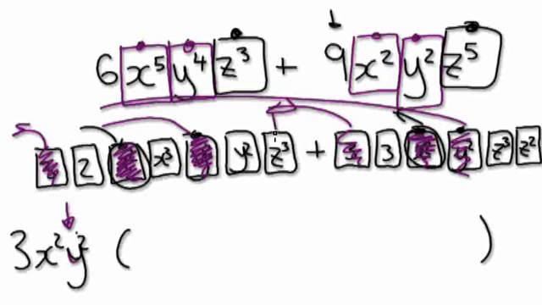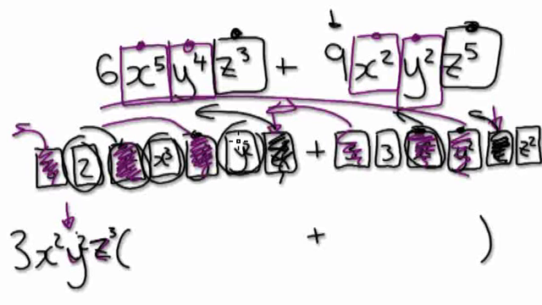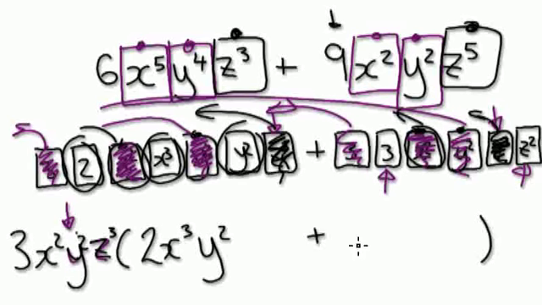Now look at the z. Z to the power 3 here, z to the power 3 here. So let's take the z to the power 3 out. So it will be z to the power 3. Okay. So now what's left? Let's stick the plus in here. What's left will be this, this, and this, which is 2x to the power 3 y squared, and on this side it's just this one and this one here. So it would be 3z squared.